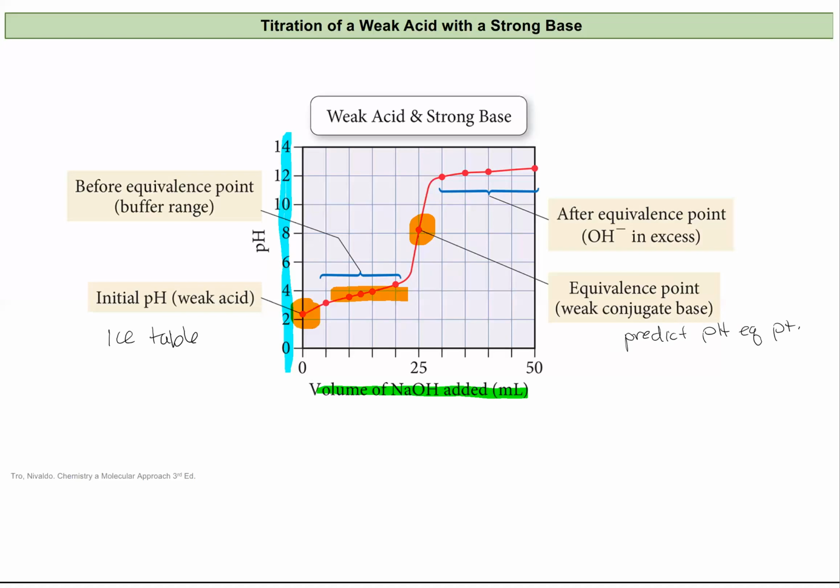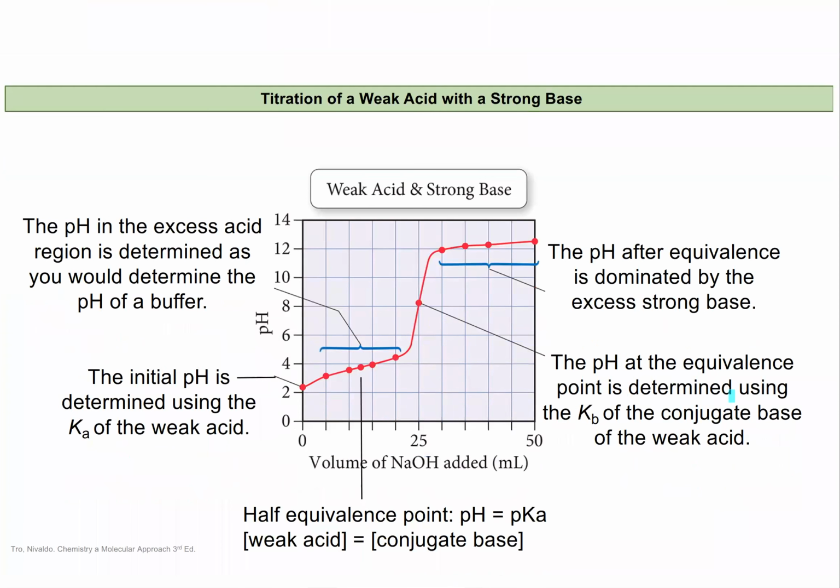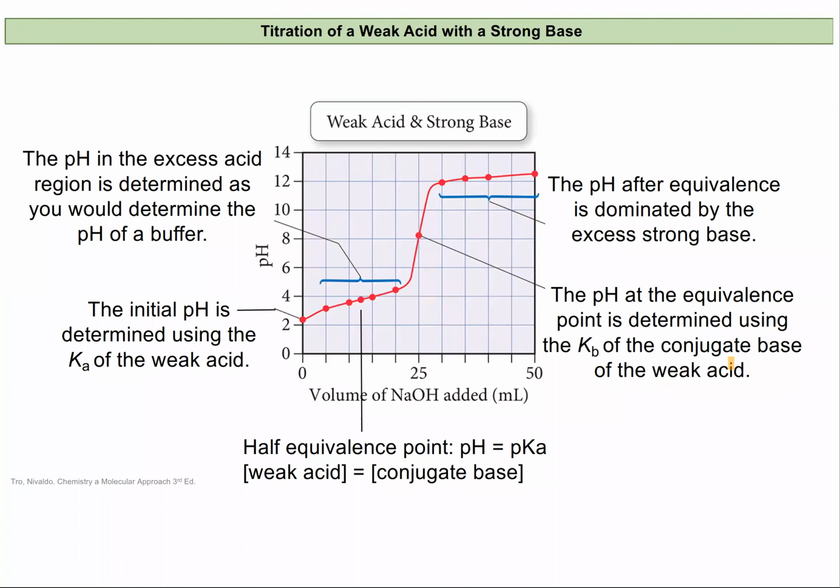And then our last region is here after the equivalence point. And this is when we have hydroxide in excess. So we can also walk through how to calculate the concentration there. And that's a little bit more straightforward with the stoichiometry problem. And so looking at these regions, we can kind of think about what's happening in them.